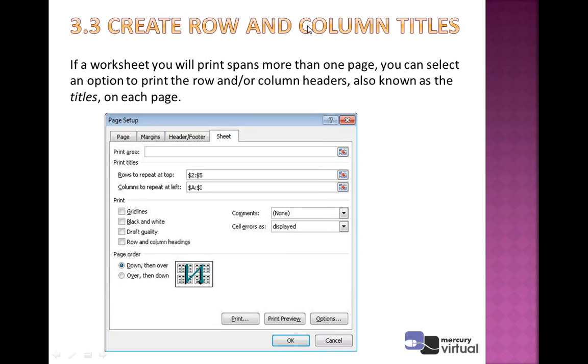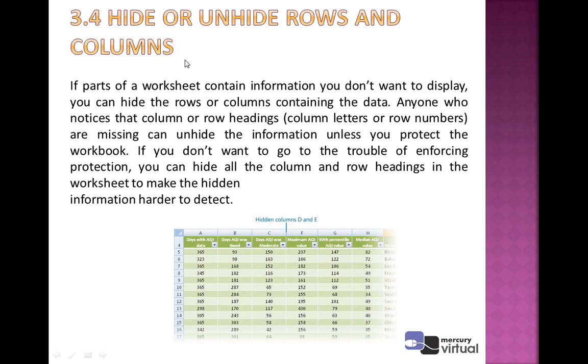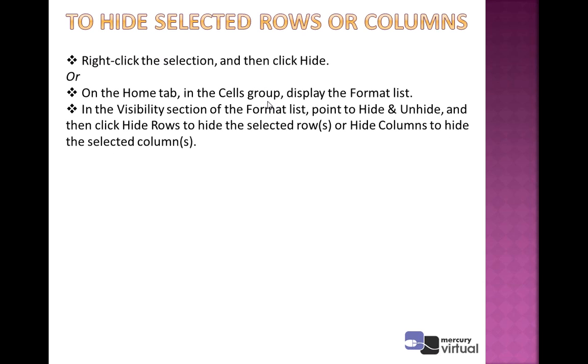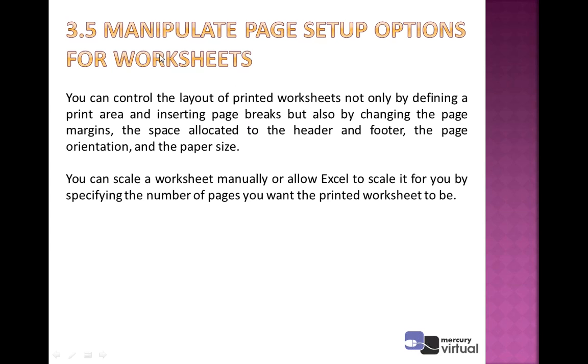3.3 is how to create row and column titles, meaning how to give the title in the printout option so that they are available when taking the printout. These are the steps to take the printout. 3.4 is hide or unhide rows and columns, meaning how to hide and unhide the rows and how to hide and unhide the columns. These are the steps available to unhide the rows or columns.